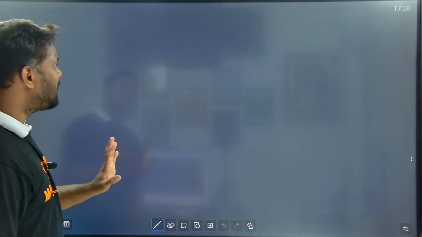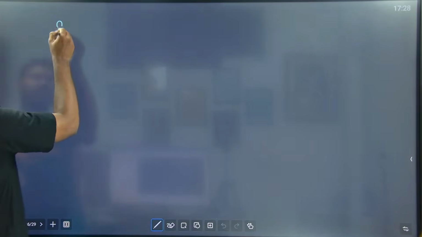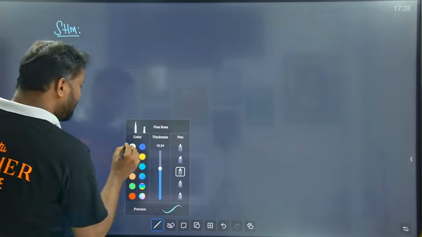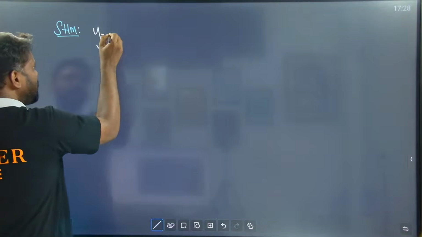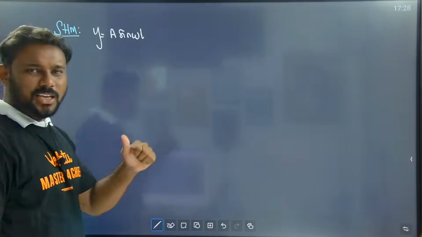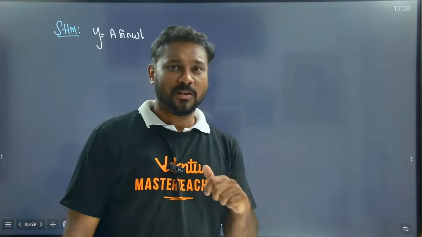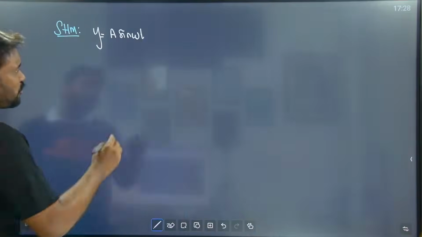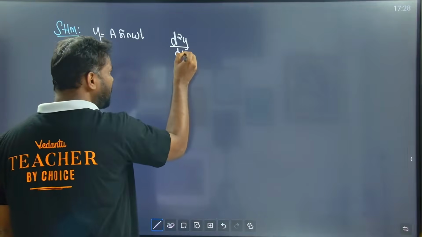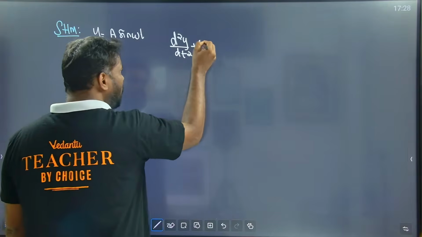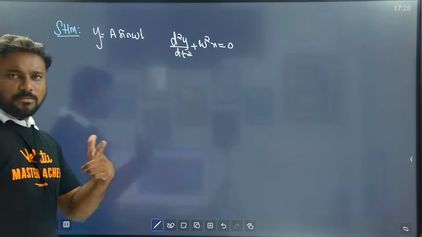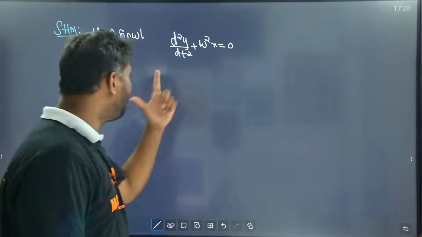Now, a simple harmonic motion equation is given at the time. I'm writing that equation: y is equal to a sine omega t. So the question is, does it exhibit simple harmonic motion? We'll check. We have to know d square y by dt square plus omega square y is equal to 0. If it obeys this, we can say it is a simple harmonic motion. Yes or no? Now we'll start with this.